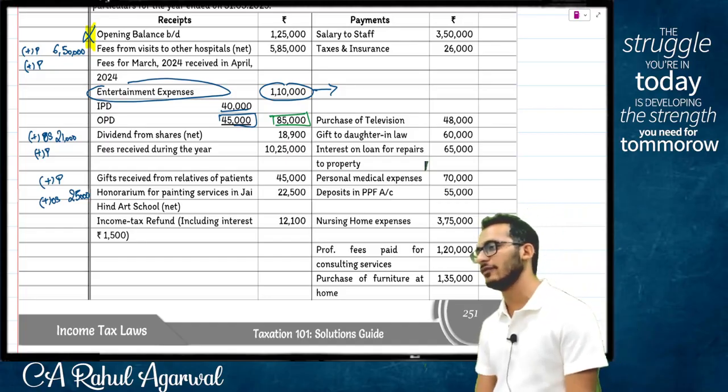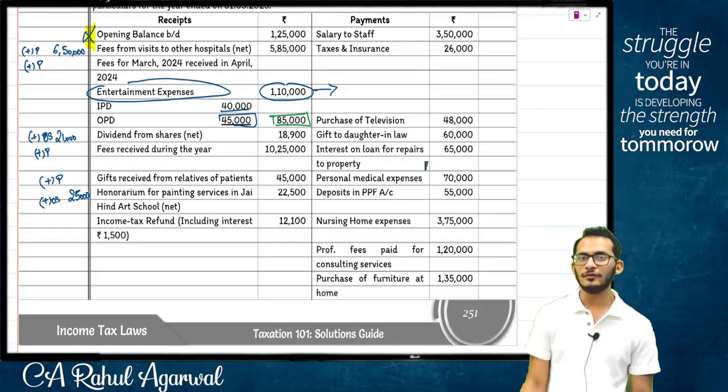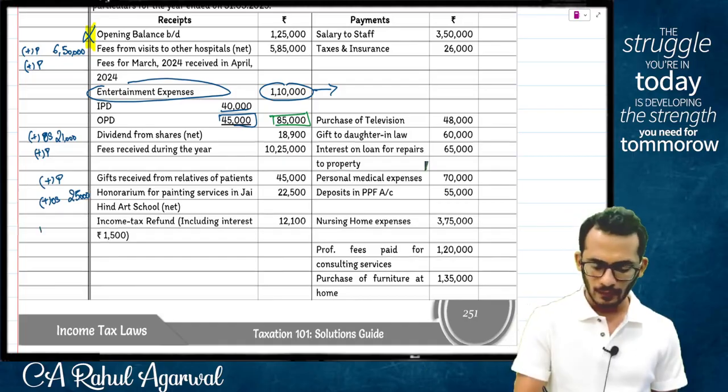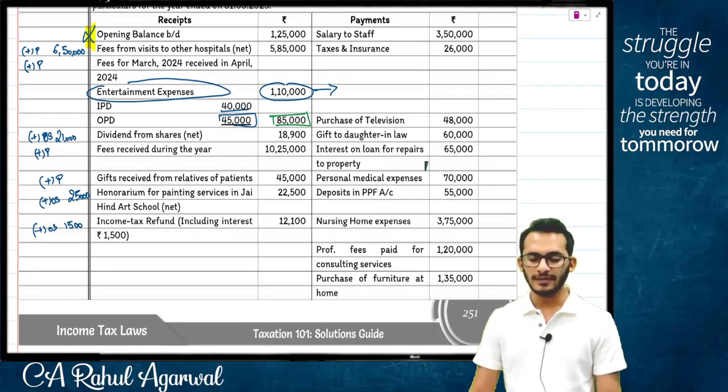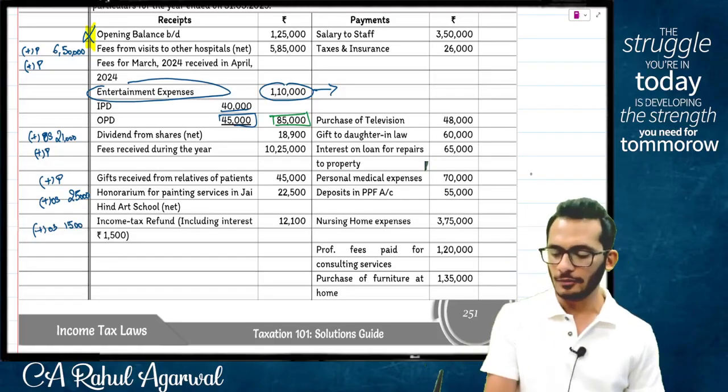Next, income tax refund including interest of 1,500. People, total refund is 12,100, but in that interest is only 1,500. I'm going to tax in OS. I'm going to tax 1,500 in OS. Yes. On the right side, I have salary to staff, allowed, not allowed.